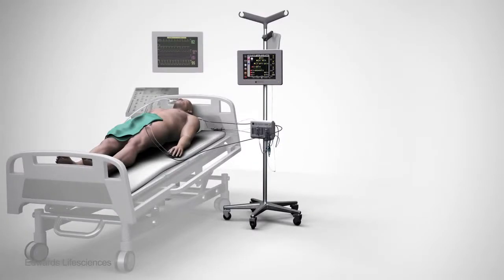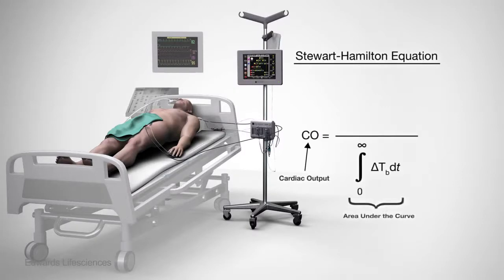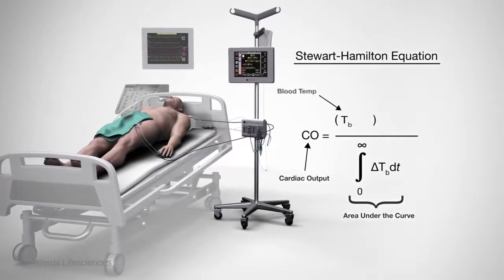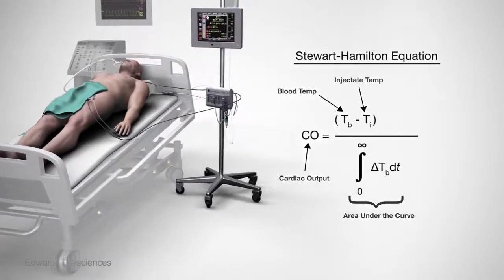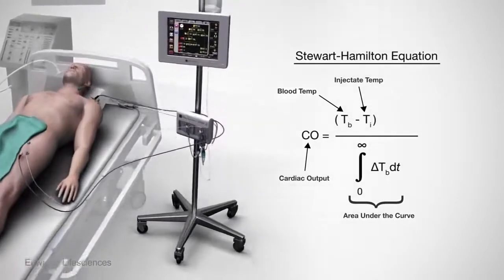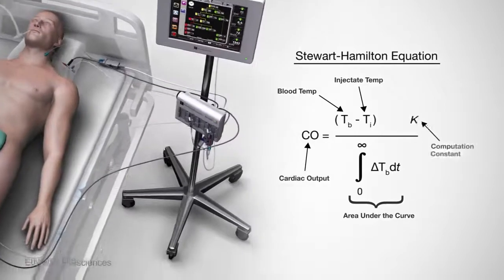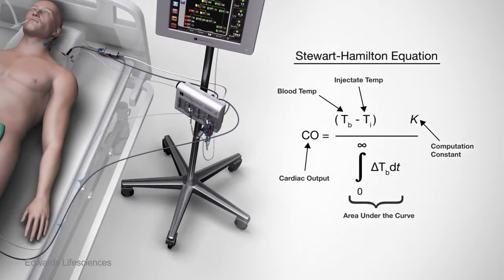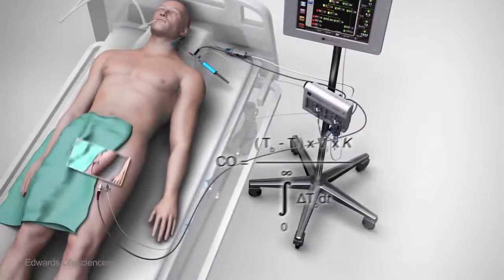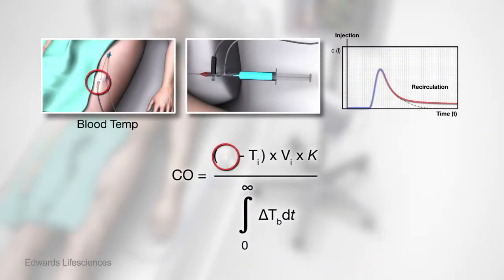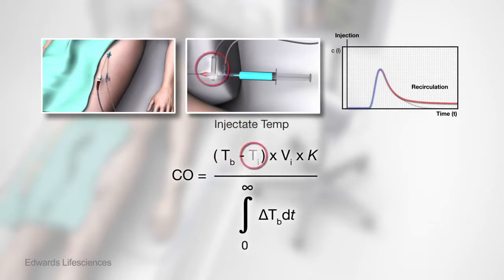Transpulmonary thermodilution uses the same modified Stewart-Hamilton equation to measure cardiac output that right heart thermodilution uses, where the patient's blood temperature as well as the injectate temperature is continuously monitored by a computer with each bolus. A computation constant is derived by the computer from an injectate solution of a known temperature, volume, and specific weight. The clinician enters the injectate volume into the computer. Here is how the elements of the Stewart-Hamilton equation relate to the VolumeView system components.